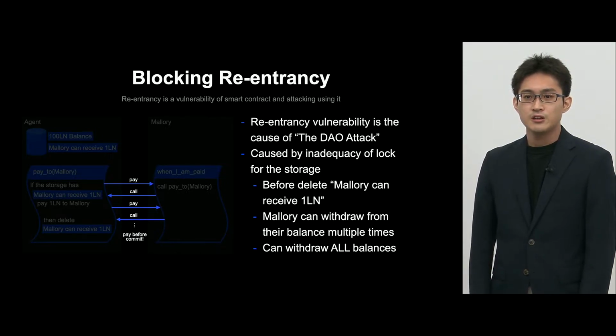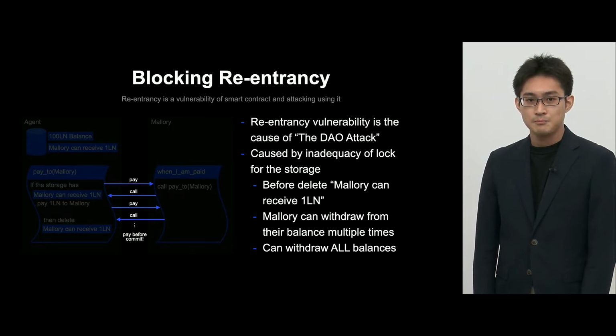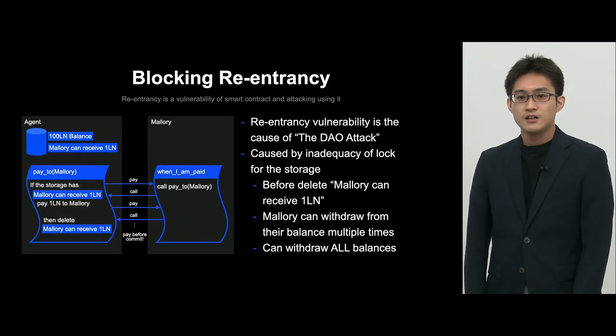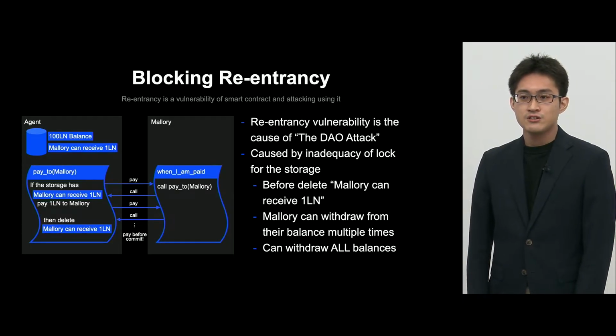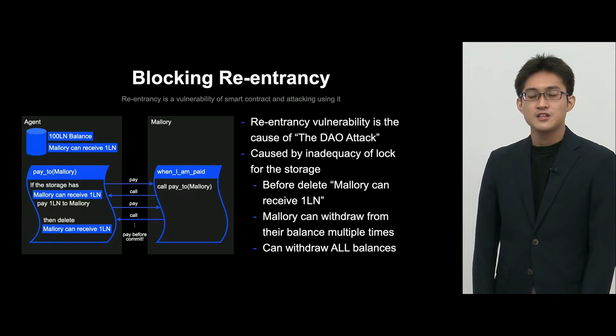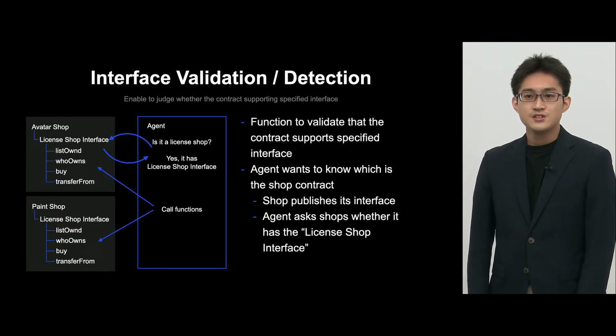So here, the pay and call will loop until the balance of 100 link is gone. Maruti has the right to only withdraw 1 link, but now it is possible to get 99 link. So the DAO attack, in this case, the attacker should have withdrawn more Ethereum. So re-entrancy is not a vulnerability, but it enables the deployment of the vulnerable contract. So if the chain has the function to block the re-entrancy, that is a good characteristic.